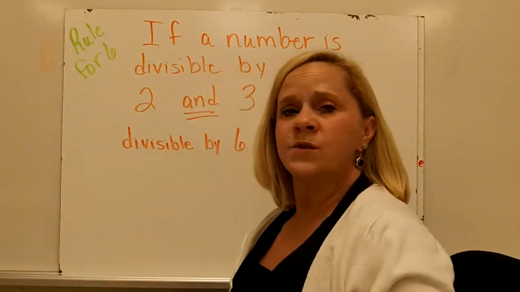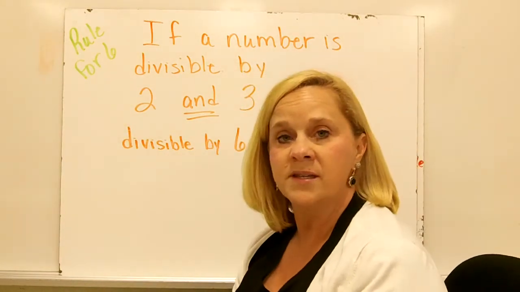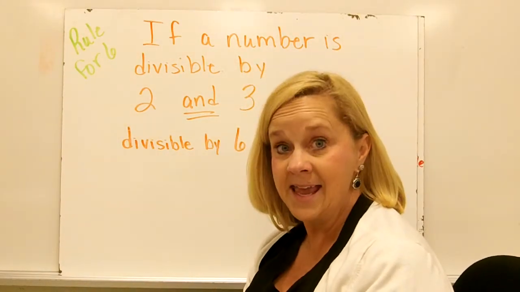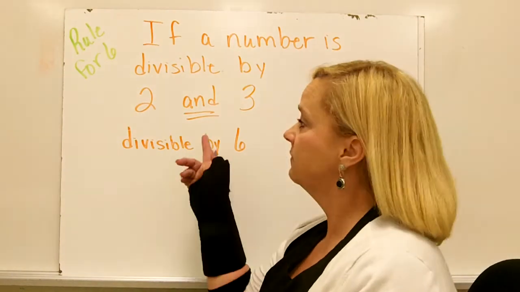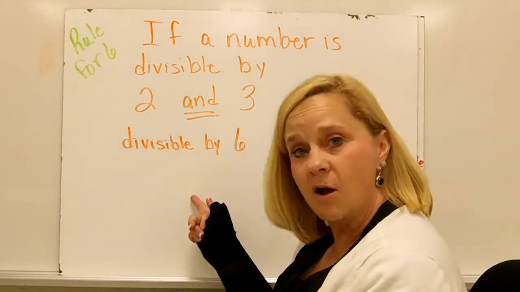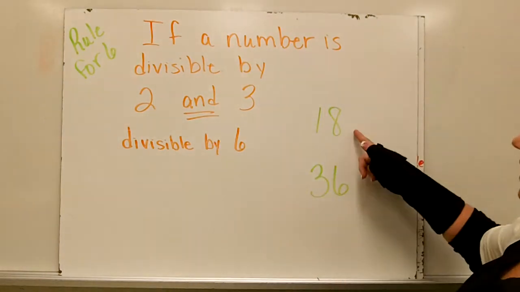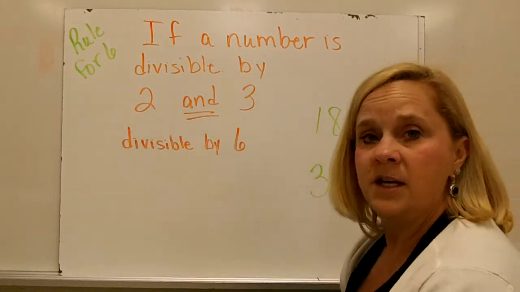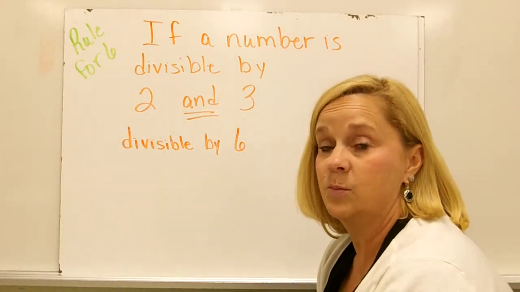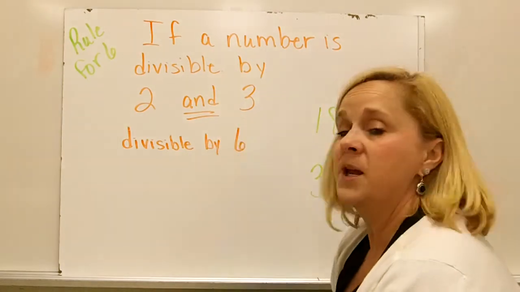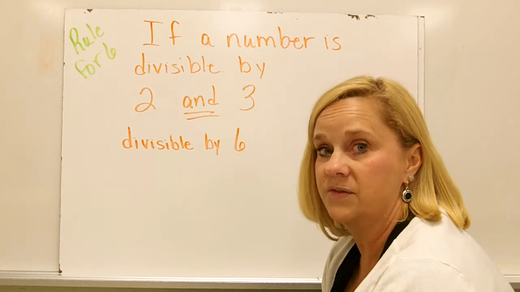Alright, divisibility rules for 6. This is a 2-step process. Any number that's divisible by 2 and 3 has to be both. If a number is divisible by both of these numbers, 2 and 3, then it is also divisible by 6. So let's look at a couple of examples. 18. We know that the divisibility rule for 2 says if it ends in an even number, then it's divisible by 2. Our rule for 3 was you add up the digits, and if that sum is divisible by 3, then the number is also divisible by 3.